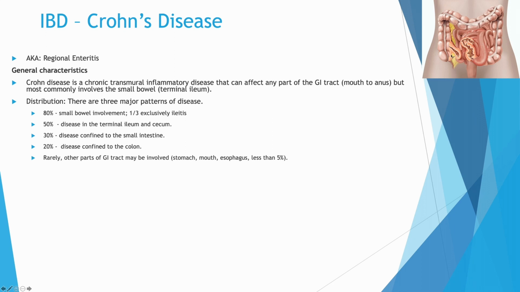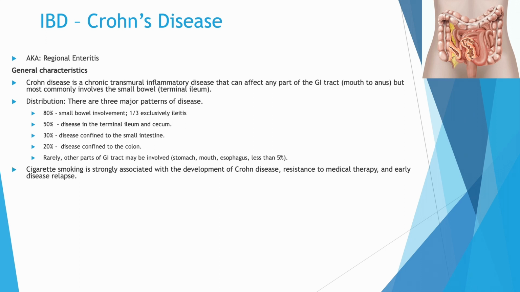Other parts of the GI tract, like we said, mouth to anus, can be involved, but it's a very small minority. It can be anywhere from the mouth with abscess ulcers, the stomach, esophagus, and working its way down to the small intestine, all the way down to the colon and back.